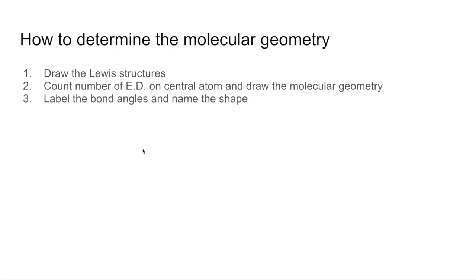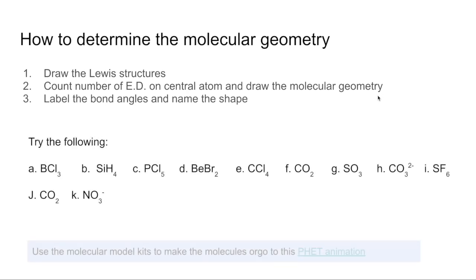Okay, so how do you determine the molecular geometry? You draw the Lewis structures, you count the number of electron domains on the central atom, and then you draw the molecular geometry, and then you label the bond angles and name the shapes. So I want you to pause the video and try the following.